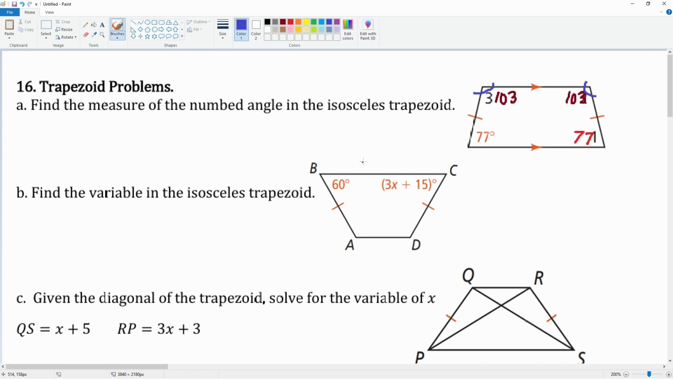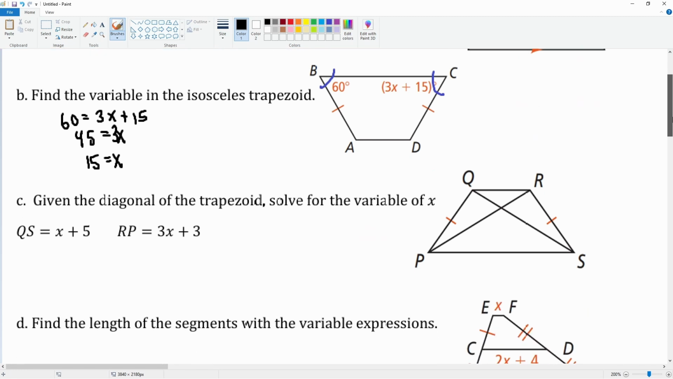That leads us to question B. This is congruent to this. So 6x is equal to 3x plus 15. So you get 6x minus 3x equals 15, and x is equal to 5.